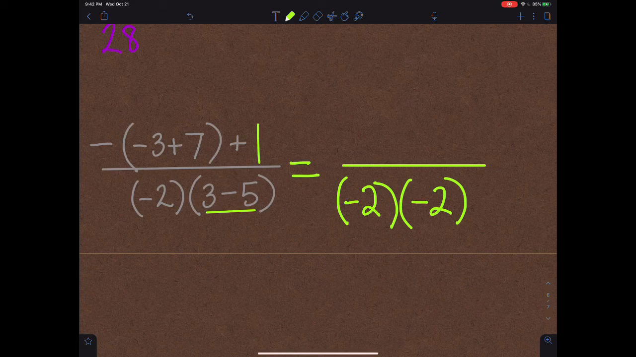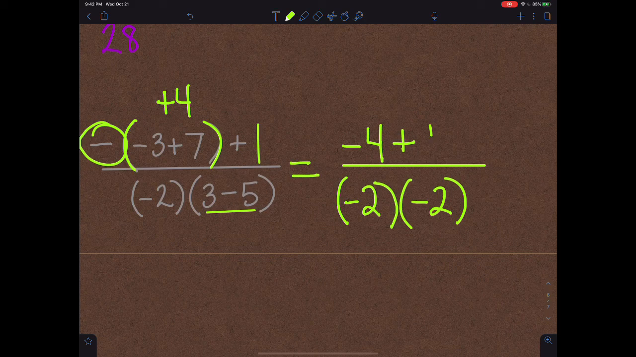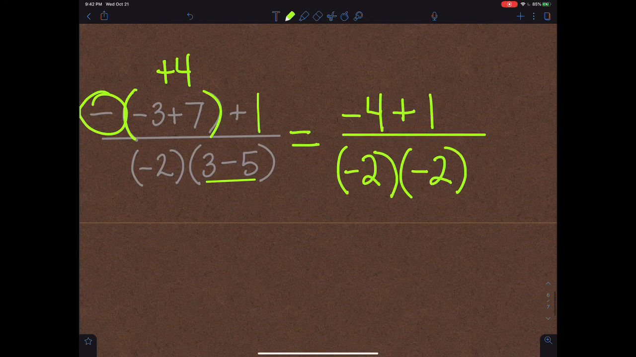Okay, now let's deal with the top. Let's do inside these parentheses first. Negative 3 plus 7 is a positive 4, okay? But because of this negative sign, it's the opposite of that. So it's negative 4 plus 1. Okay, now I can simplify that. So on the numerator here, I have negative 4 plus 1. Negative 4 plus 1 is negative 3.